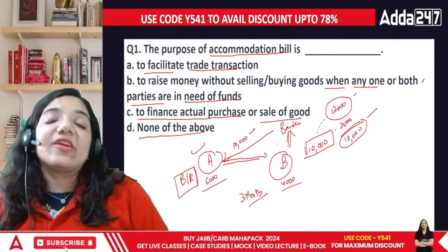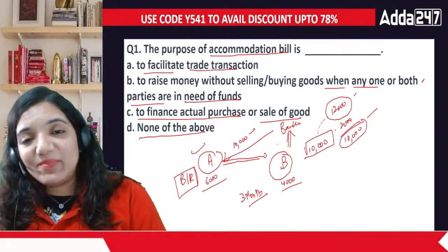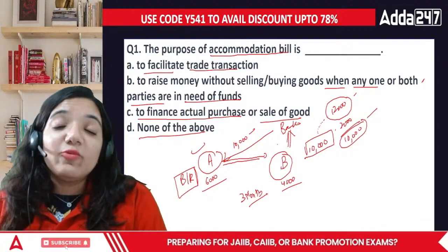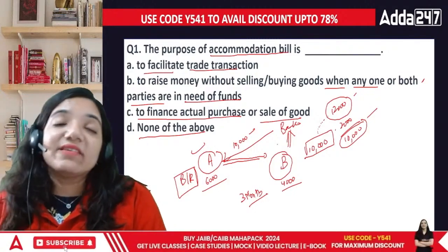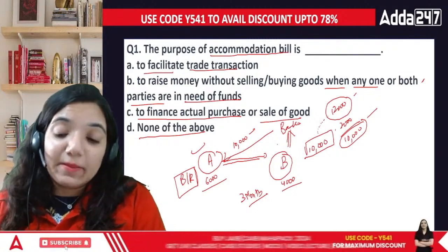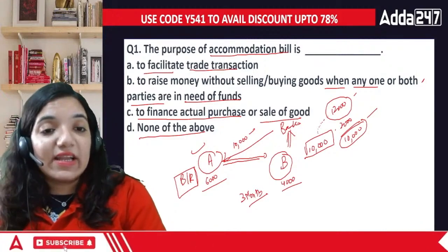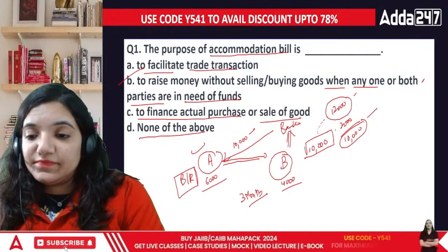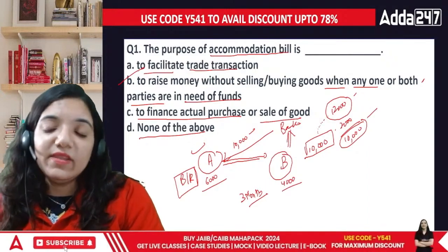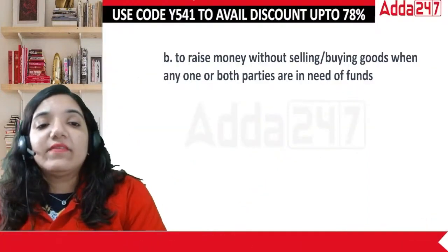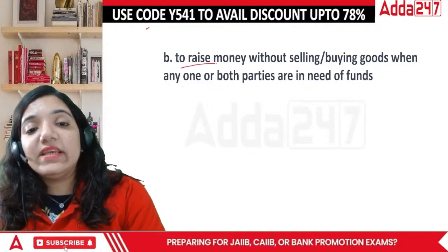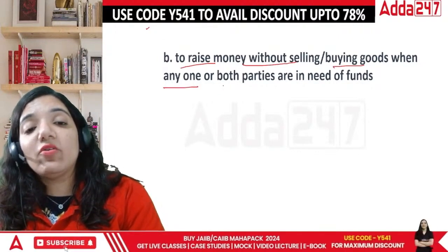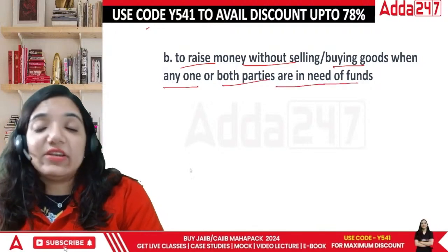Such a case where none of the parties owes anything to anybody, they're just trying to help each other by creating an asset which is ultimately sold to the bank, is termed an accommodation bill. So in this case, the correct answer is actually B. Done, everyone? That is to raise money without selling or buying goods; any one or both parties are in need of funds.